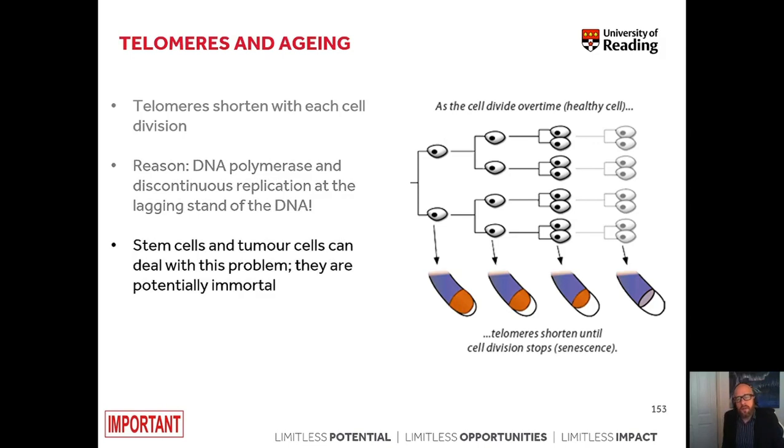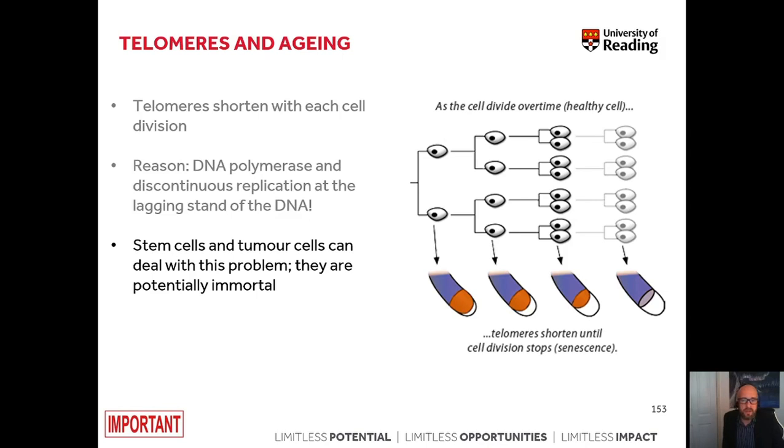Most of our cells actually are affected by telomere shortening, and this is also one of the reasons why we age. Once the telomeres become critically short, essential information on the DNA or on the chromosomes becomes affected by these shortenings, and the cell undergoes programmed cell death.